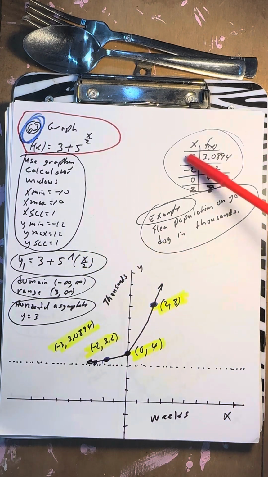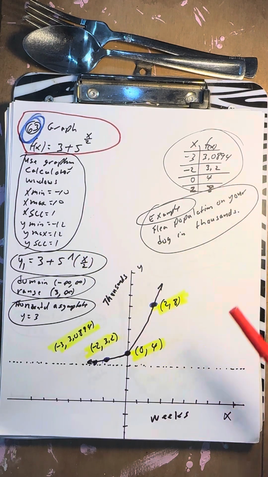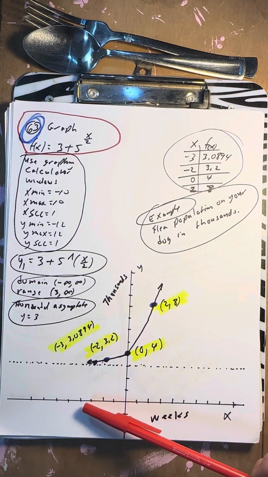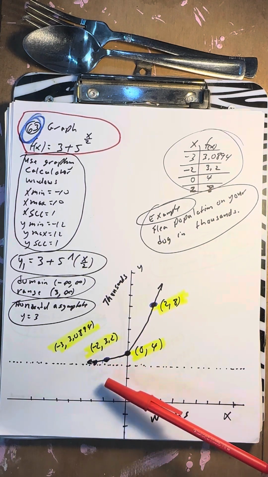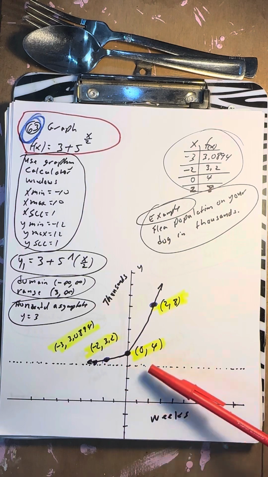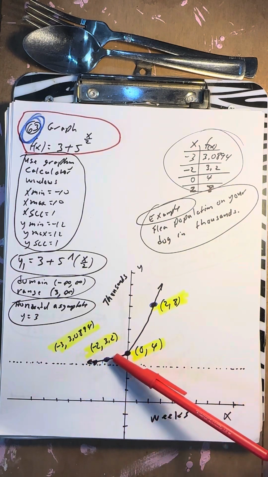You're going to get some points. Once you get the points, you can start putting them in there. So at -3, you get this point, at -2 you get this point, and at 0 you get this. So it goes from here, and it goes up.